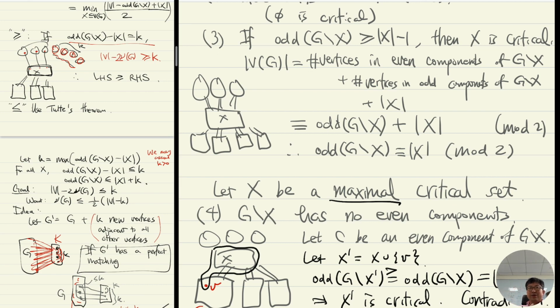Anyway, later we will talk about the efficient polynomial time algorithm given by Edmonds for finding a maximum matching in a graph G. All right, so that's it.